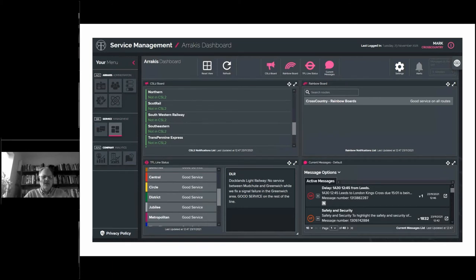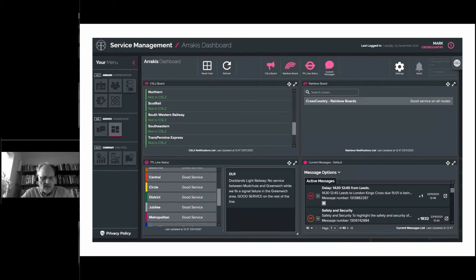On the top left, you've got a CSL2 board. I don't know whether anyone's familiar with CSL2. It's basically the status of the service levels. CSL2 is sort of severely not working, if I understand it correctly. And at the moment, none of those TOCs have poor services. But you can see how that might translate to the bus sector.